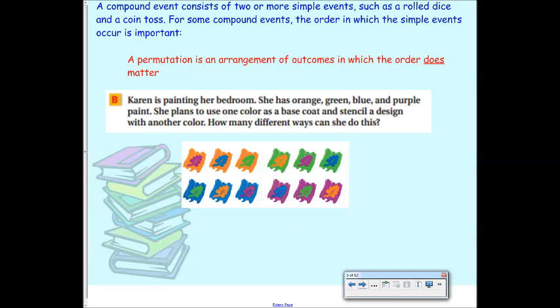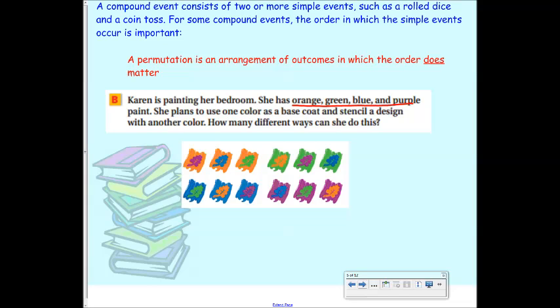So this girl, Karen, is painting her bedroom, and she has these choices of colors. She has orange, green, blue, and purple paint. What she wants to do is paint the walls, and then put a stencil and put a design on the walls also. Okay? Does the order matter here? Yes? Because she needs to pick 2 different colors, right?